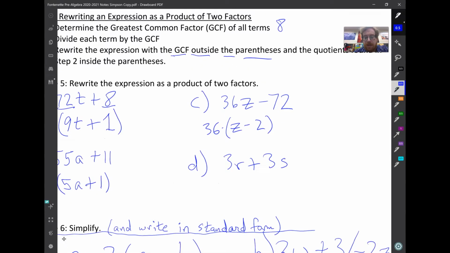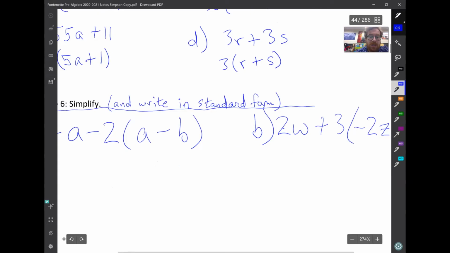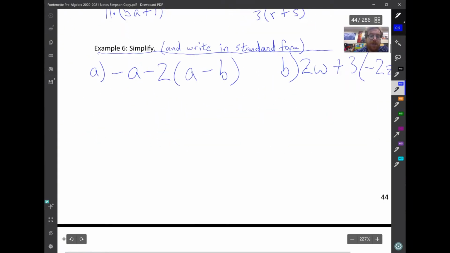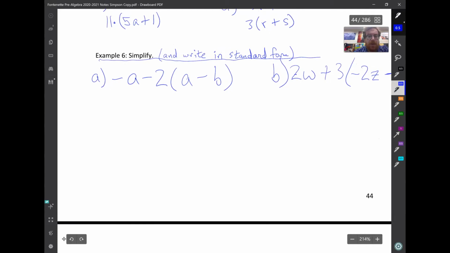D, the greatest common factor of both of these is a 3. And so if I divide both terms by 3, I get an r and an s inside the parentheses. Number 6 says simplify and write in standard form. So example A is negative a minus 2 times a minus b. And there are parentheses here.